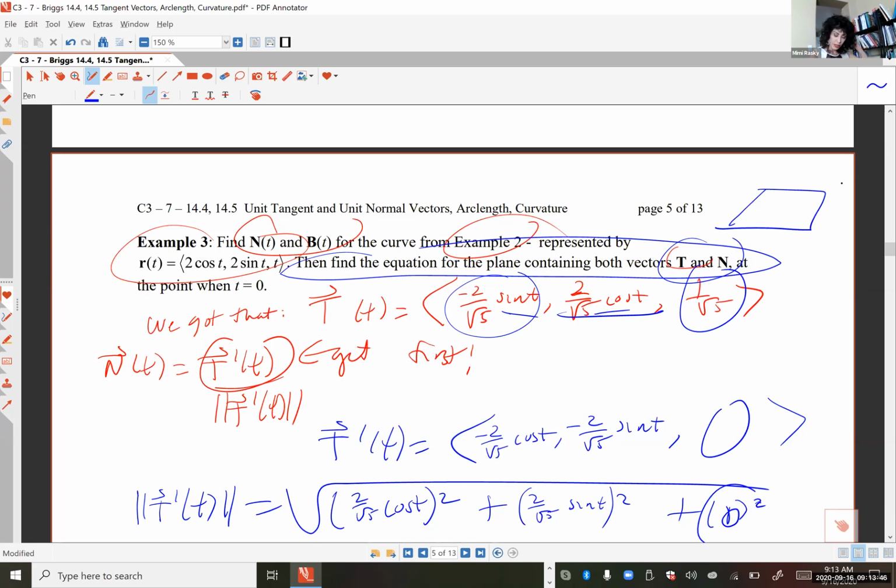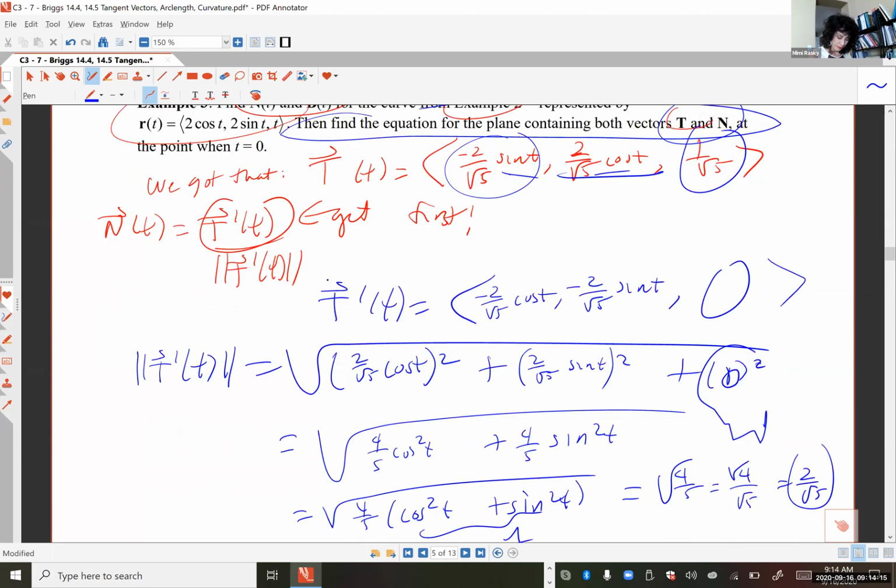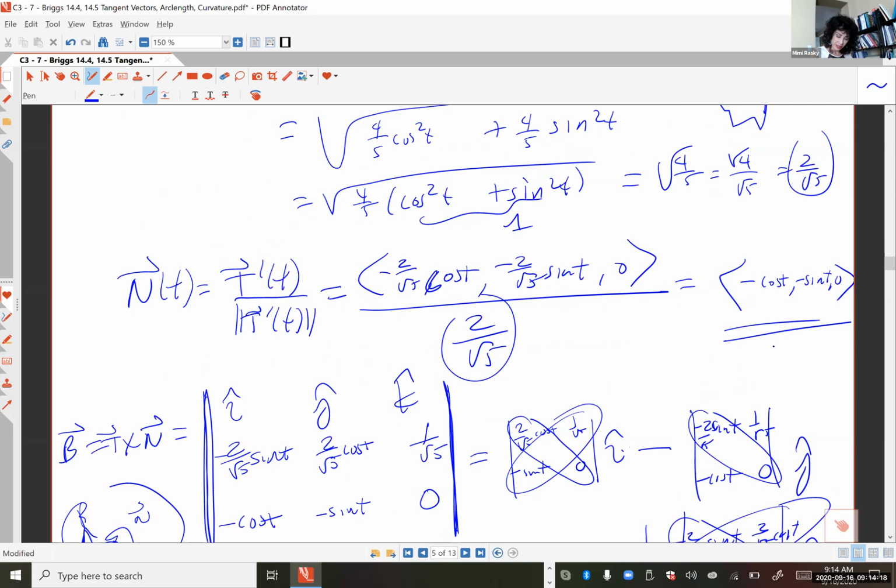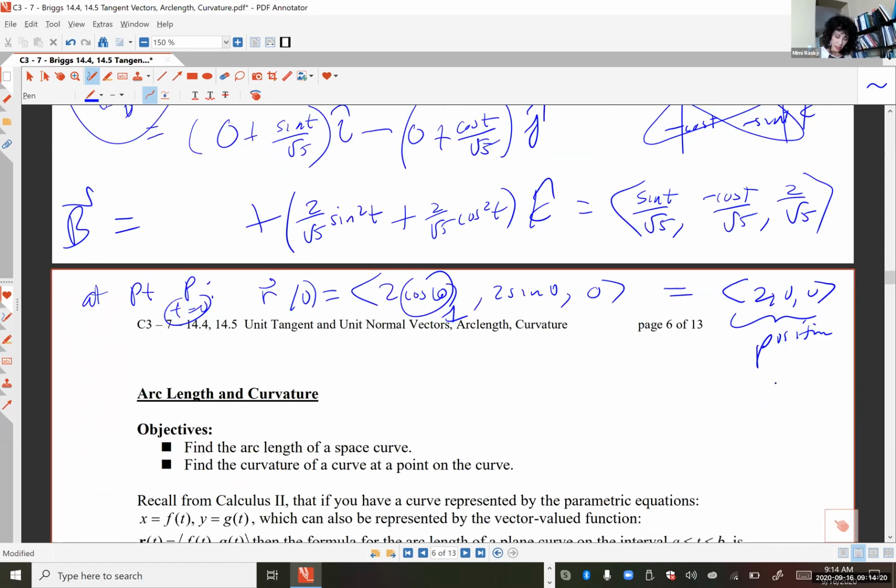I'm just drawing a picture here. And they're telling you that T and N live in the plane somewhere. And of course they're orthogonal, so I just draw them like this. And now we have a point P in the plane, this point 2, 0, 0. Do you have enough information to get the equation for this plane, knowing what you know about equations for planes? This right here is a point on the plane.